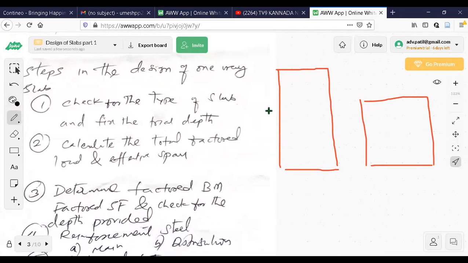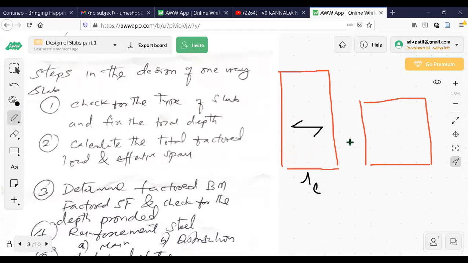Which one? This one. And steel runs like this. Main steel runs like this on these two supports. Span will be like this. Span is this one, horizontal. That is, this will be the span, L or L effective, whatever. So if you look at the plan, you should be able to understand whether it is going to be a one-way slab or a two-way slab.